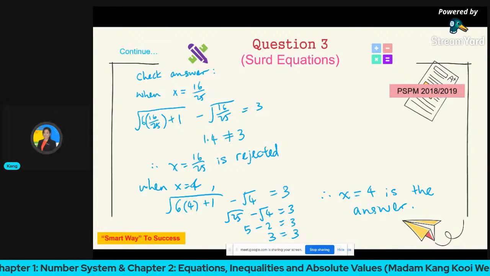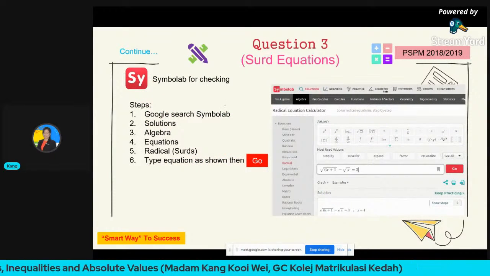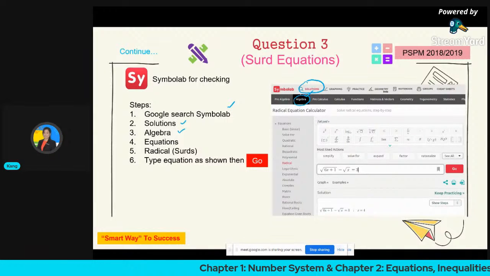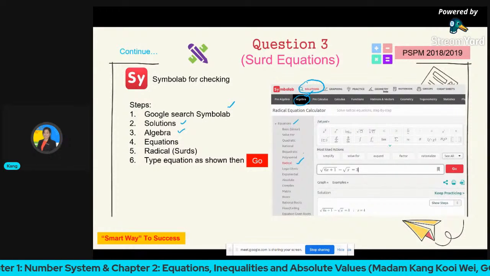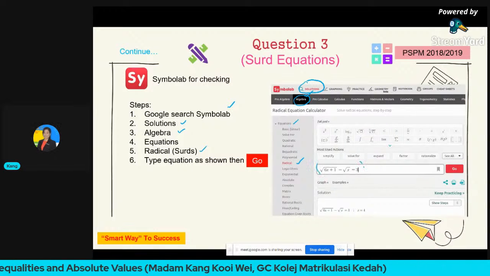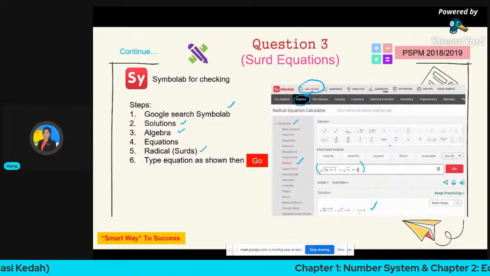Okay. Now we are going to check our answer using Symbolab. We search Symbolab in Google, then click the solution, choose algebra like this one. The solution is here, class. Choose algebra. Then you need to click on the equation. Under the equation, we have the radical. Radical represents the surd. Then we key in our question. Okay, this is the equation of the surd in the question. Then we click the button go. Then this is the final answer. x equal to 4. Only one answer.